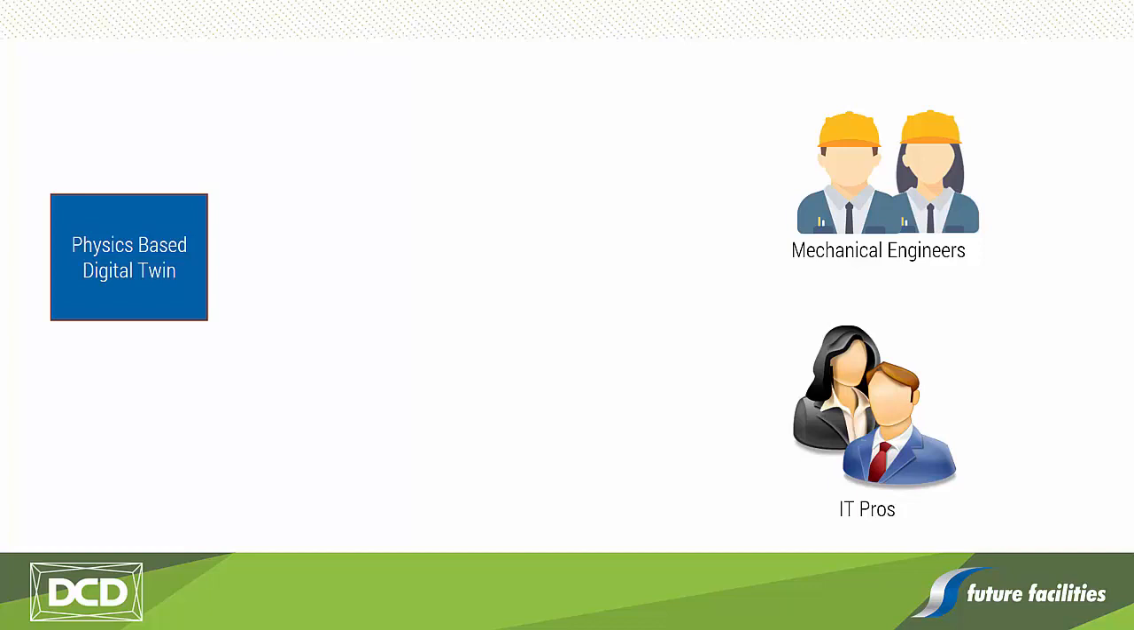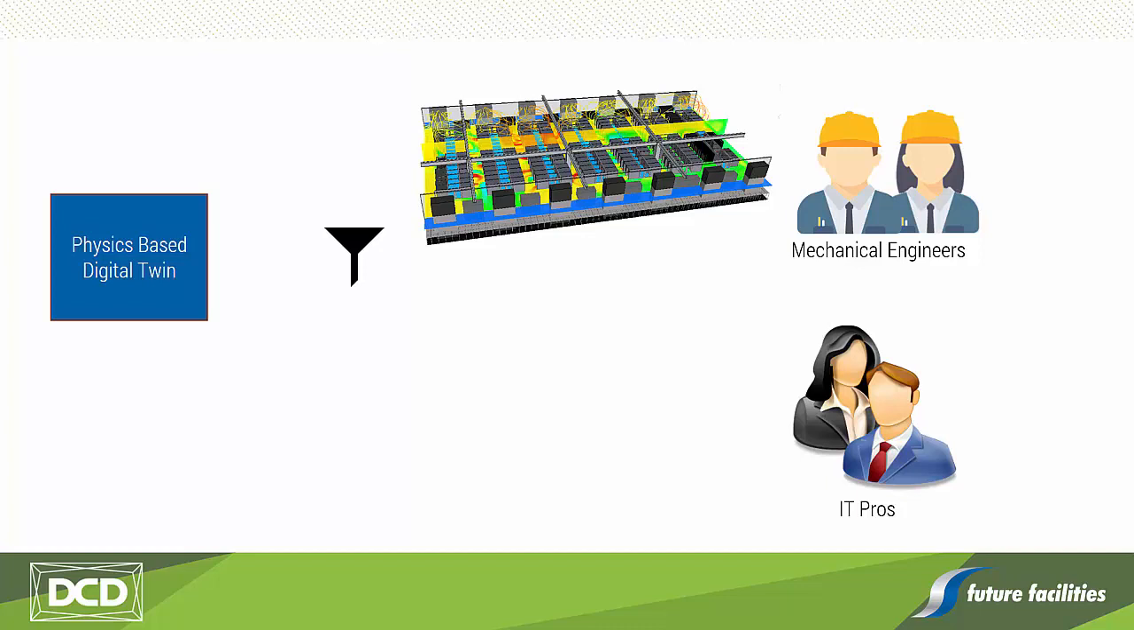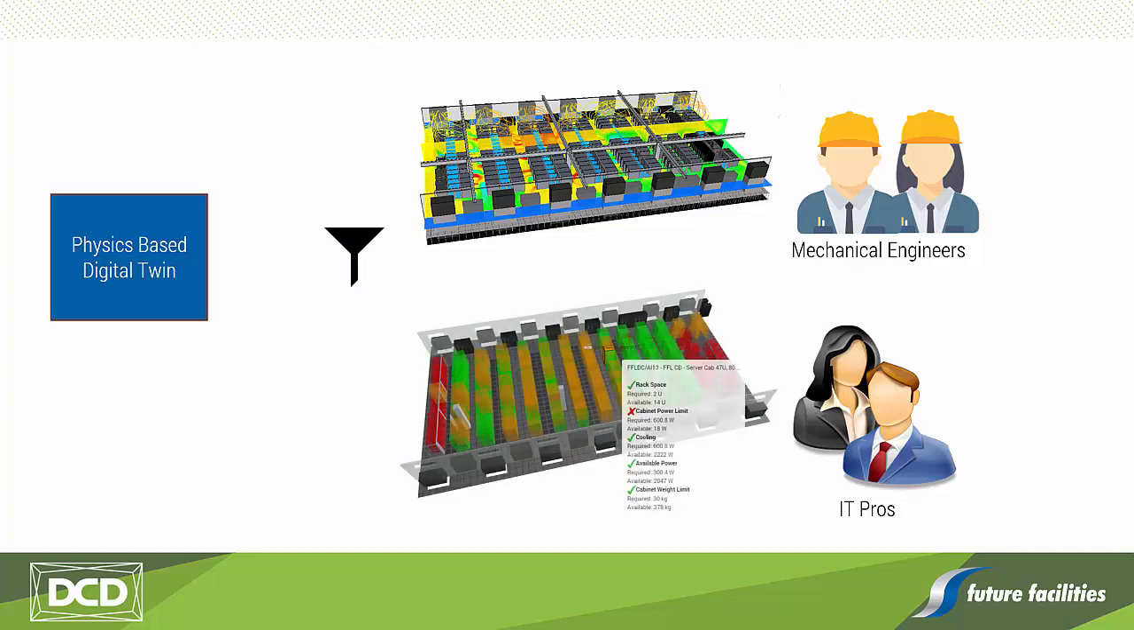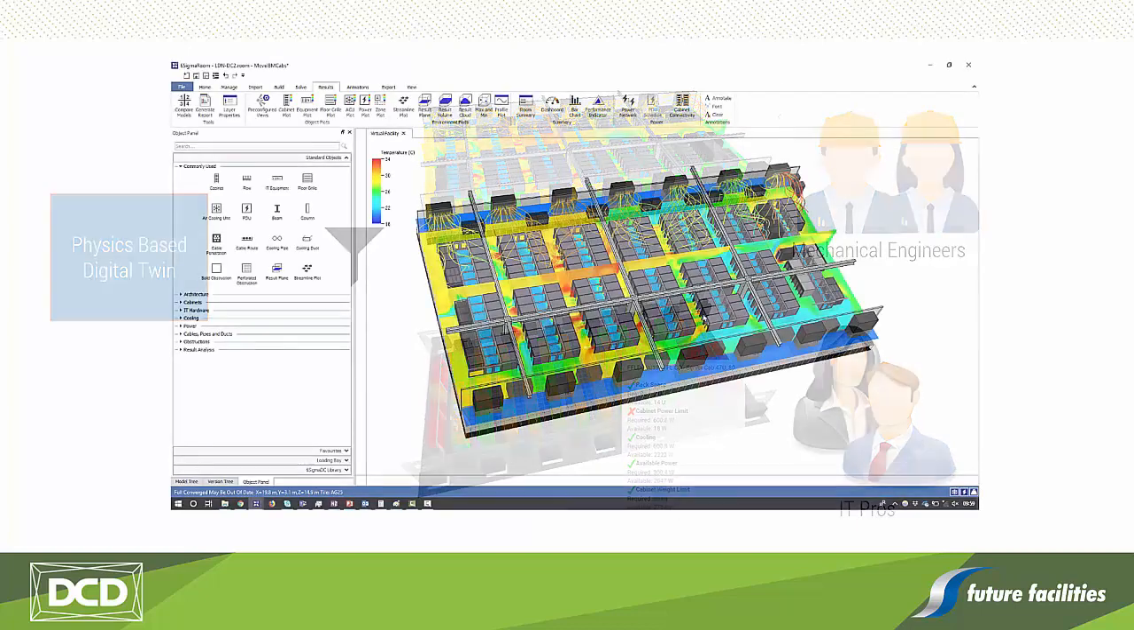And so they need a filtered version of that data. So we take our physics-based digital twin and filter the information based on who's looking at that information. So for the mechanical engineers, they need that full detailed model with all of the information built in to make their detailed analysis of the system. But for the IT professionals, they need a filtered down version of that, just based on a few key metrics that help them identify where the constraints are and help them guide their deployment decisions and, effectively, their design changes within the white space. And we can look at how this would appear in software through this short demo now.